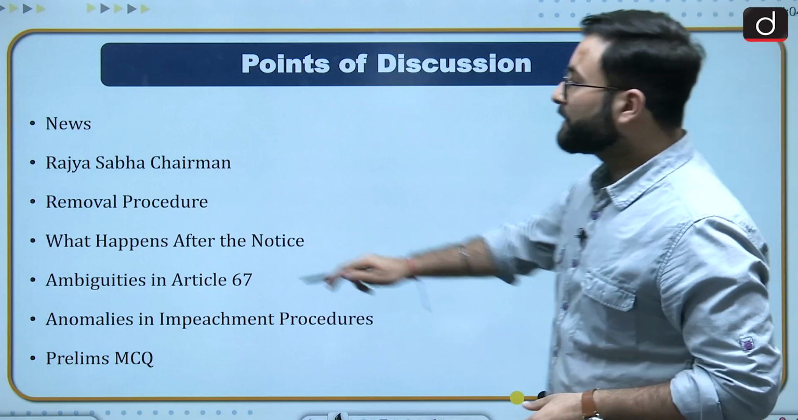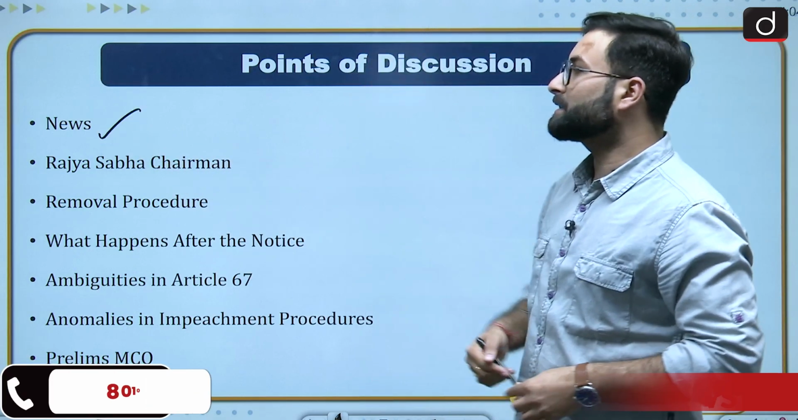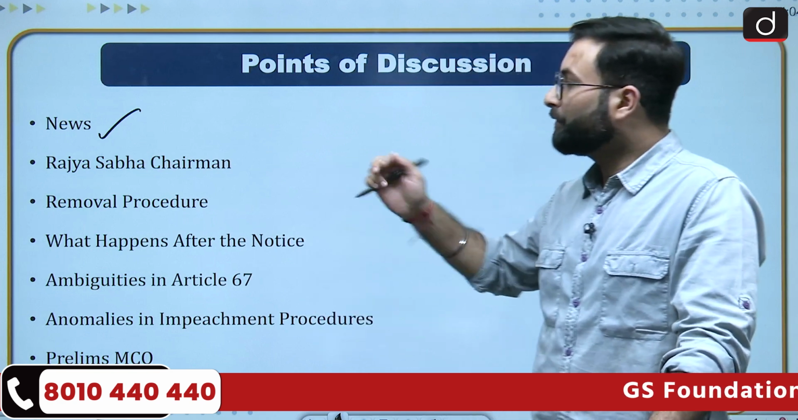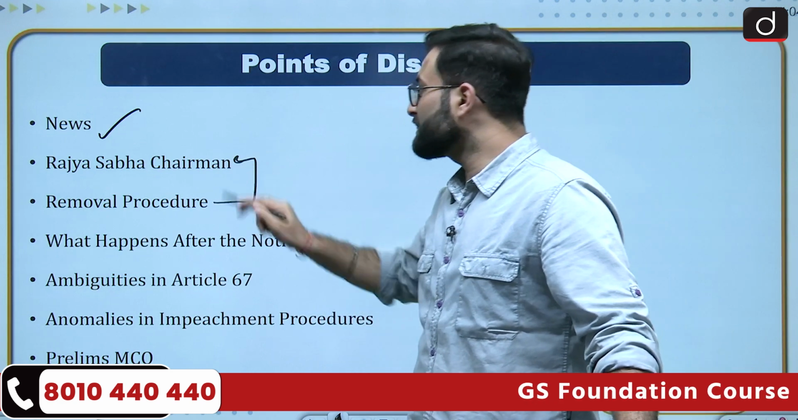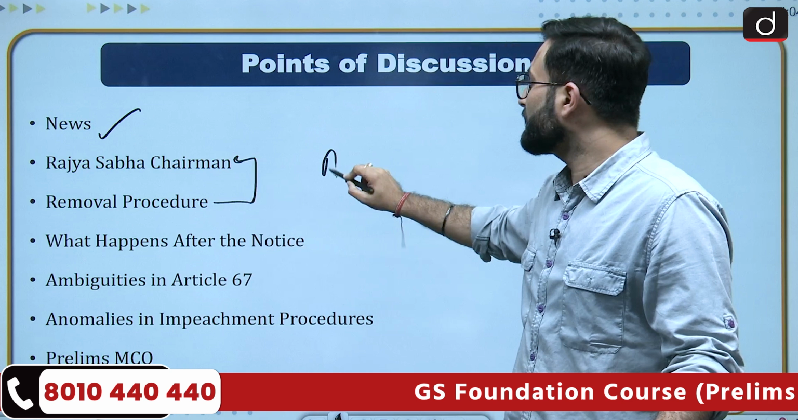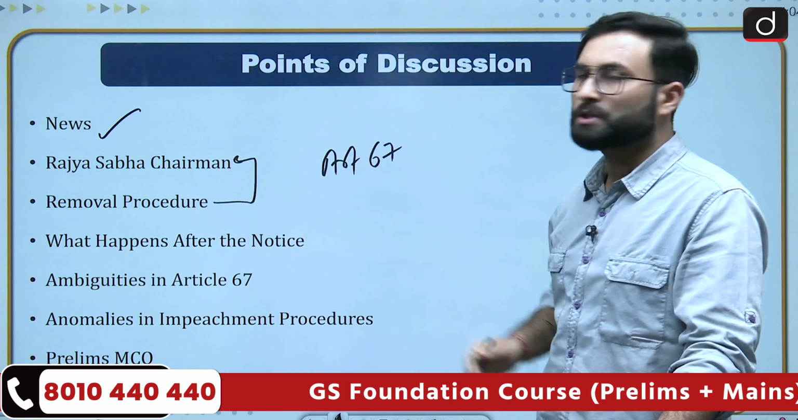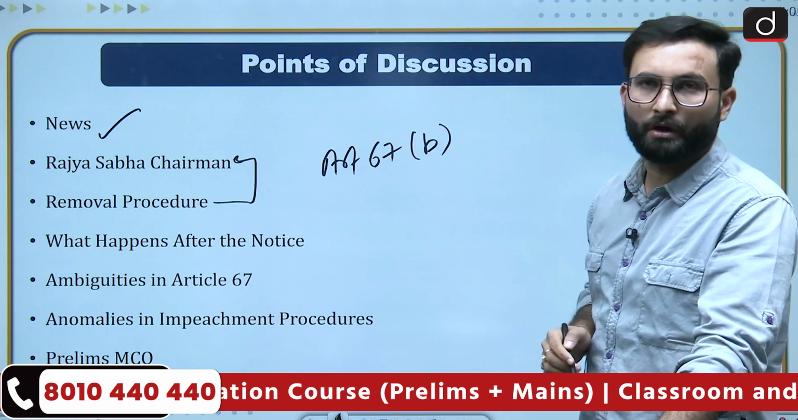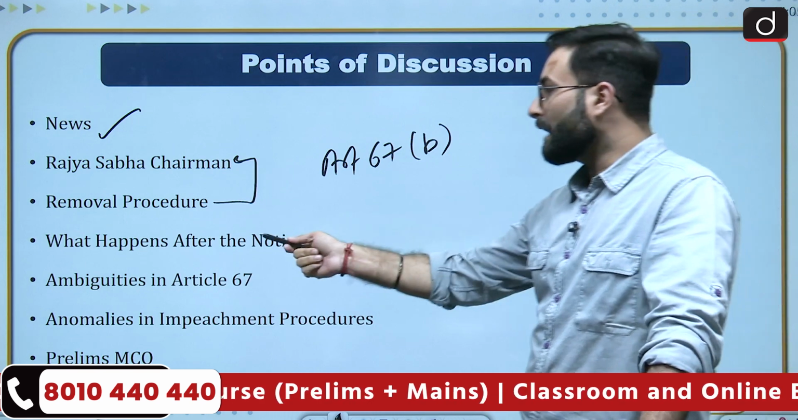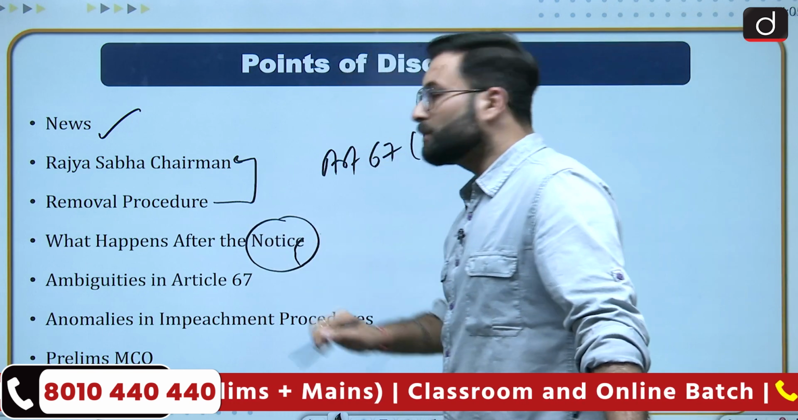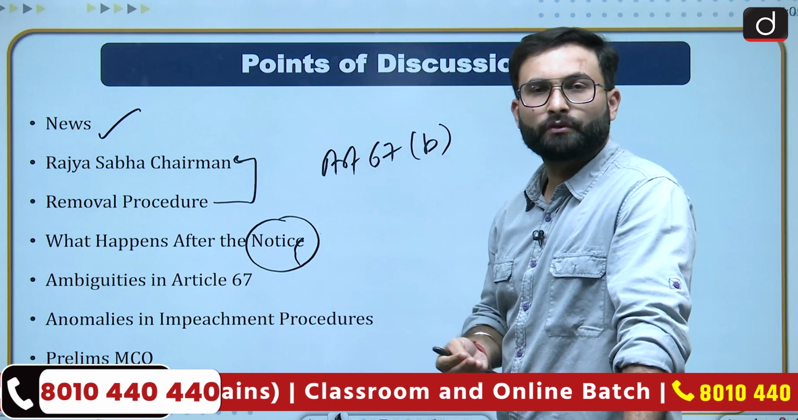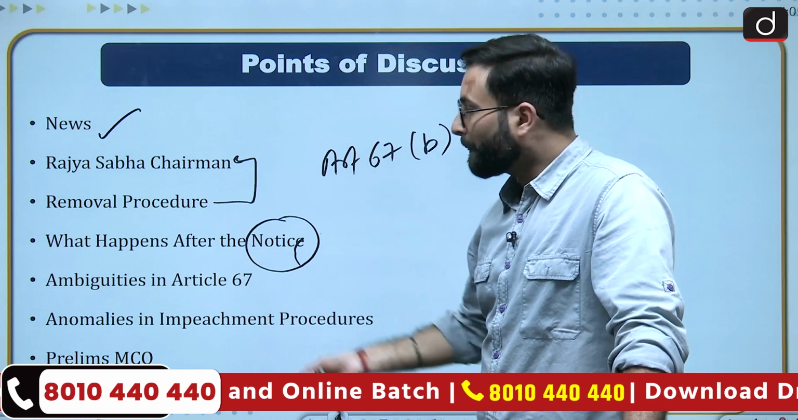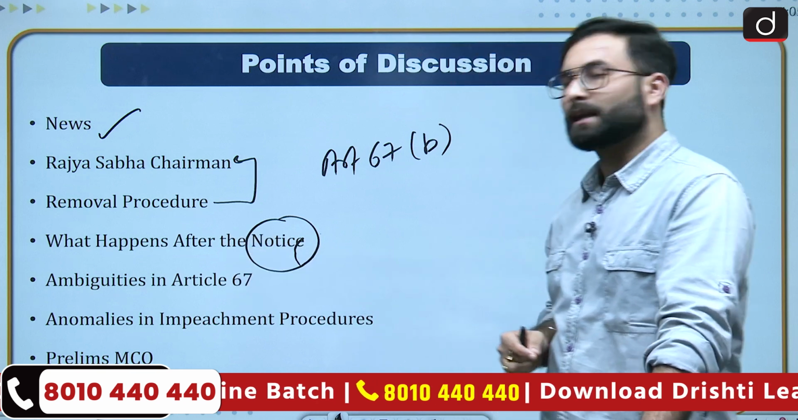So here we'll be starting with the news, and then we'll move to the next part, that is the Rajya Sabha chairman. Here we will be talking about some constitutional provisions. Then, moving further, the removal procedure of the Rajya Sabha chairman. Here we'll be specifically mentioning Article 67 of the Constitution, specifically Article 67 Clause B. Then, what happens after the notice? As I told you, the notice has already been moved, so we will be seeing what the process is moving forward. And we'll be seeing the ambiguities in Article 67.